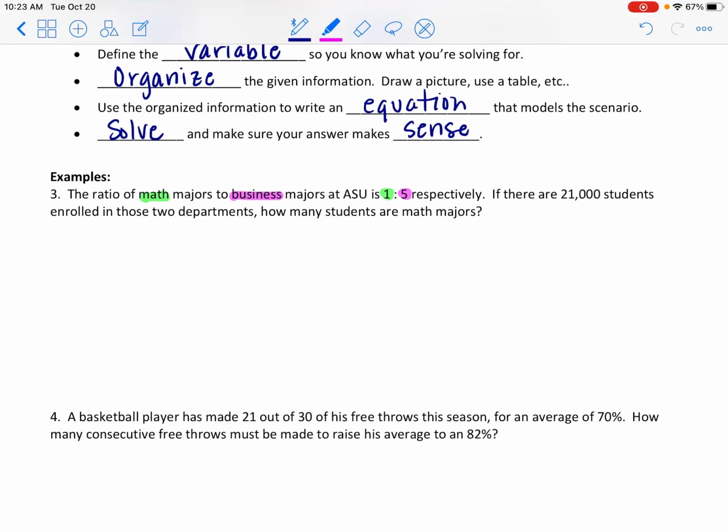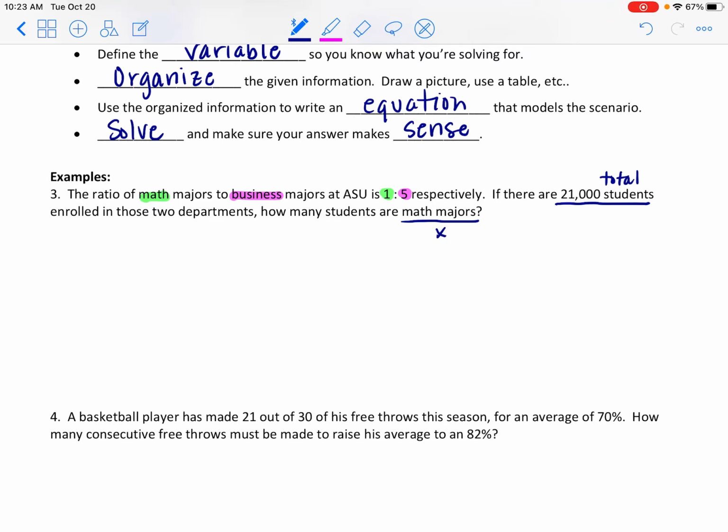And it says there are 21,000 students enrolled in the 2 departments. So this is 21,000 students total. And it's asking how many students are math majors. How many math majors are there total? That's what we're looking for. That's going to be our variable. I'm going to call it x.